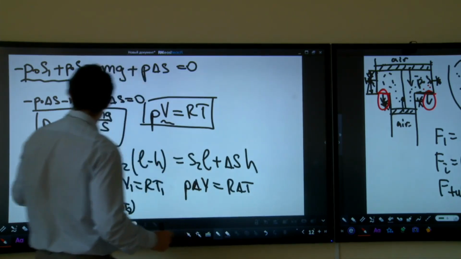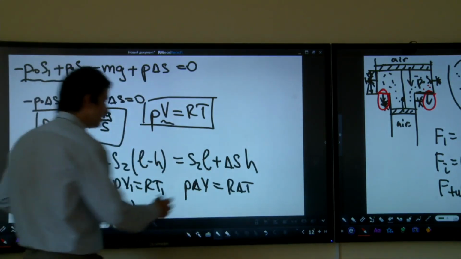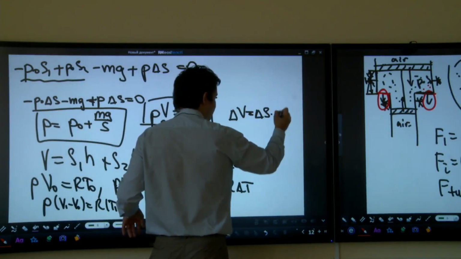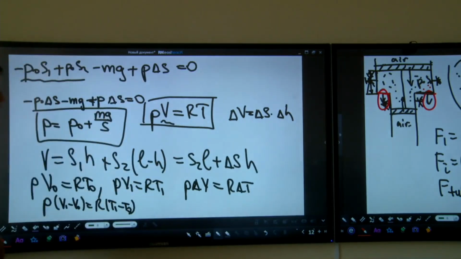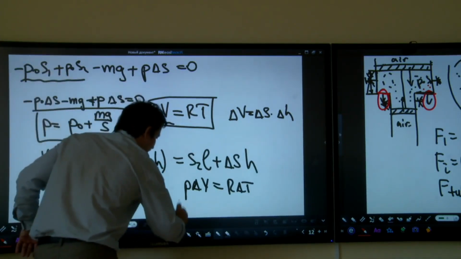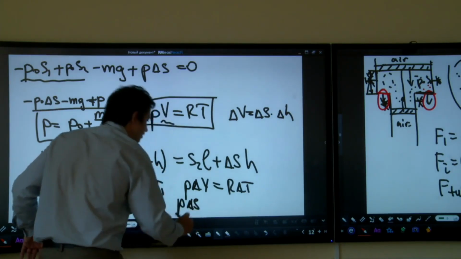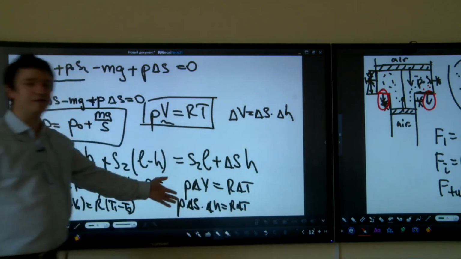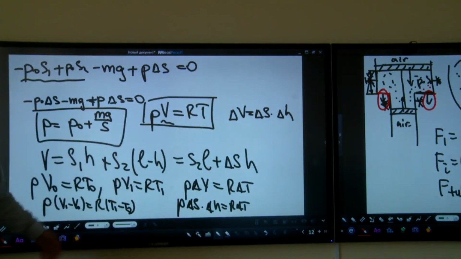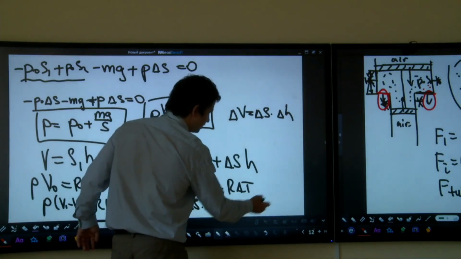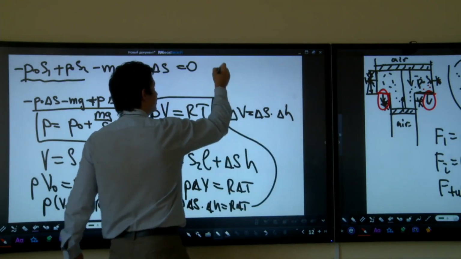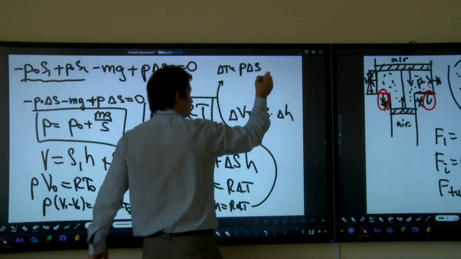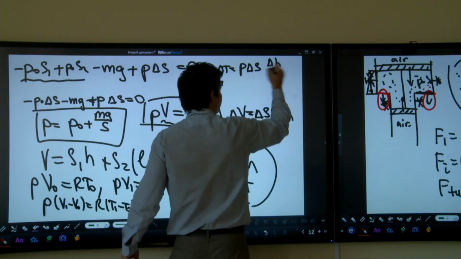Delta V, from this equation, I can write that delta V is delta S times delta H. So now I get that P delta S times delta H is R delta T. From this equation, I obtain the final answer to this problem. Okay, there is no space here, so I'm going to go here and get delta T is P delta S delta H over R.